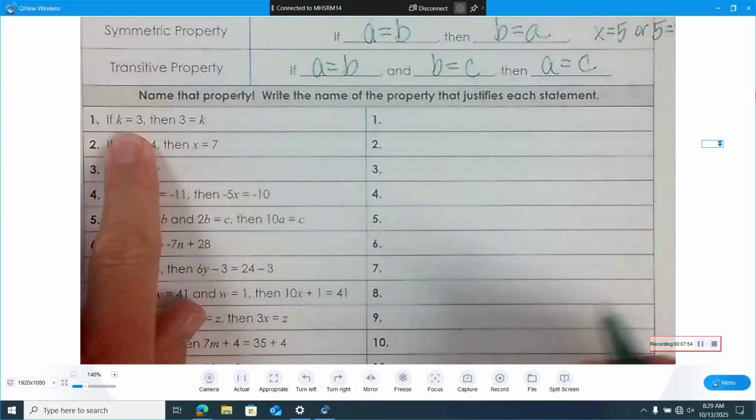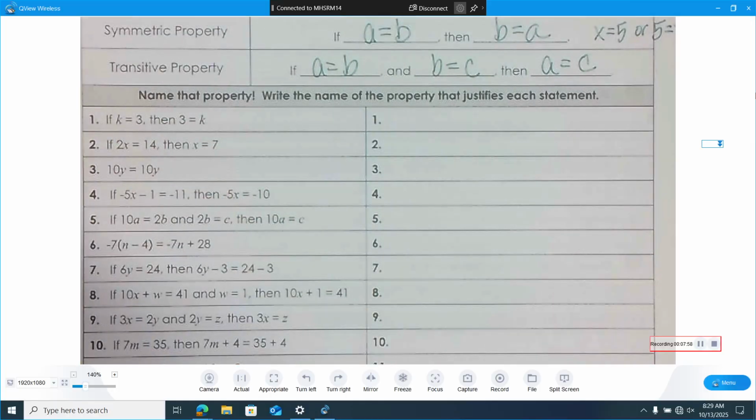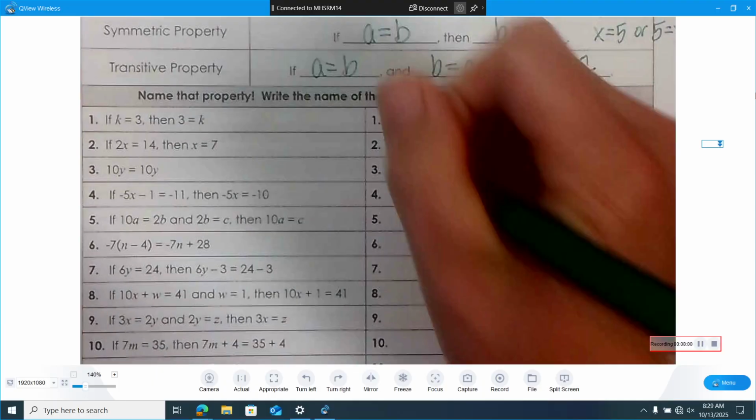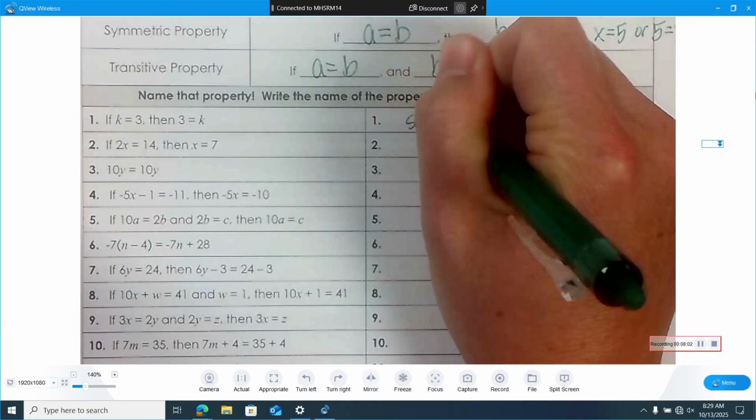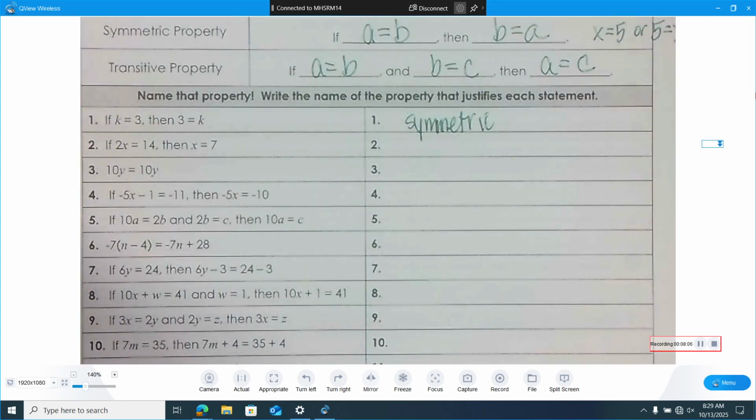Here, if K equals 3, then 3 equals K. What property allows us to swivel around an equal sign? Symmetric. That's the symmetric property. Good.